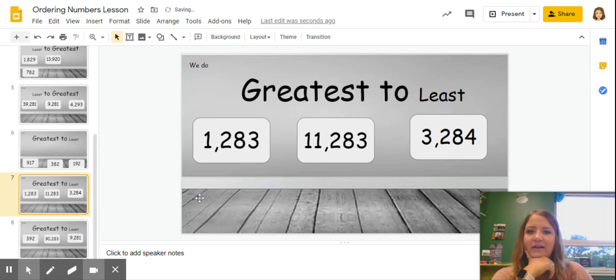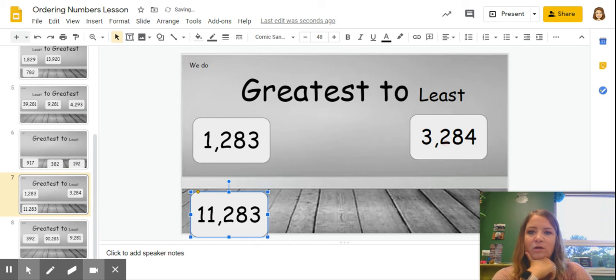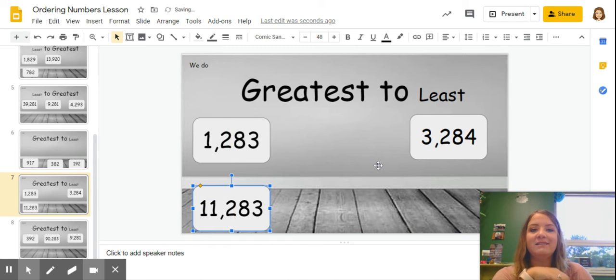I hope that you said 11,283 is the largest because it's the only number that has a 10,000s place in this example. 1,283 and 3,284 are four-digit numbers and the largest place is thousands. So 10,000s is larger than both of those numbers. All right, what do you think is the next greatest number? Pause this video, press play when you're ready.